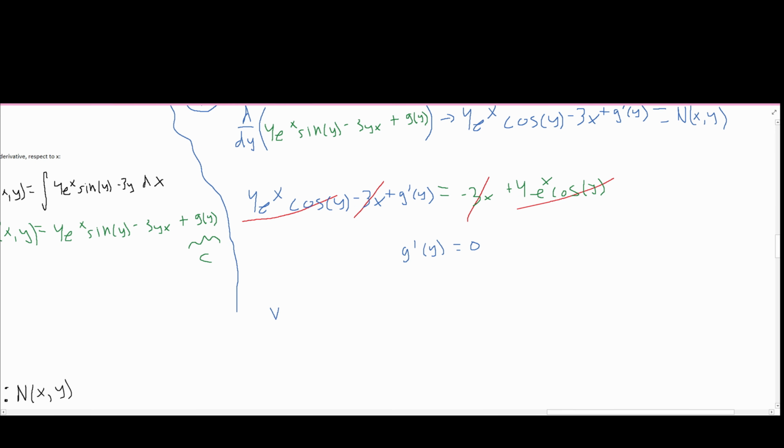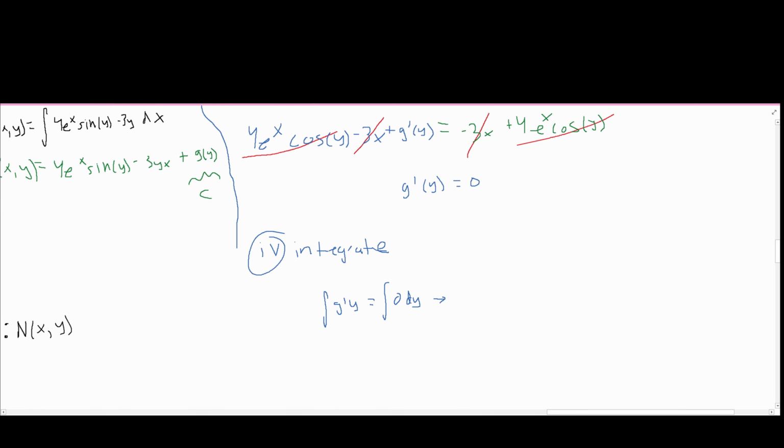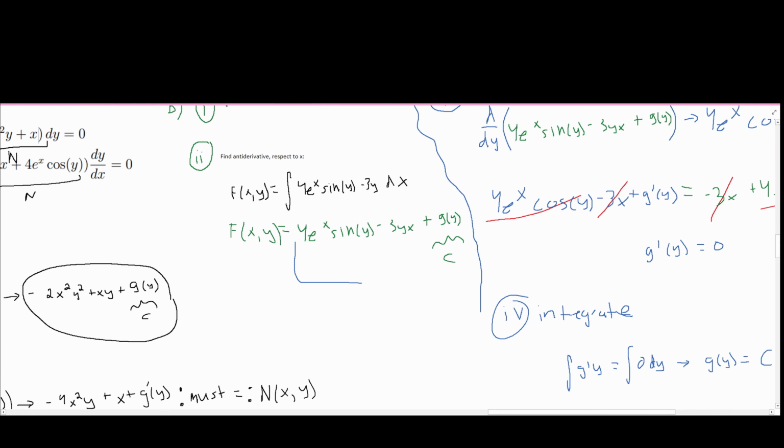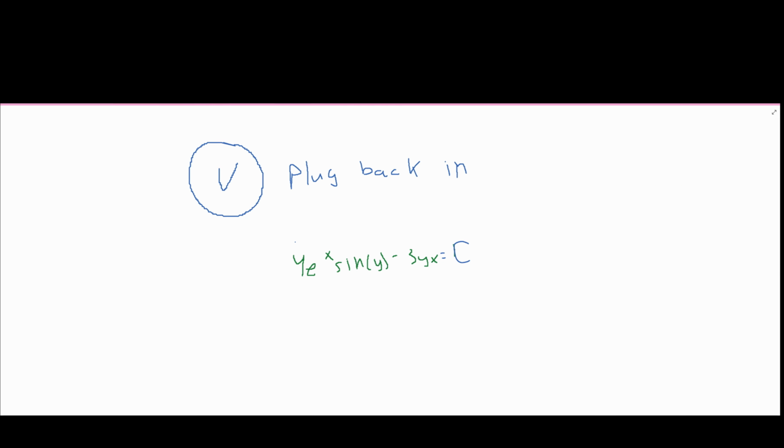Now for step 4, we need to integrate. After we integrate g prime y, we're just left with g(y), which is equal to a constant. Plugging this constant back into the part we found in step 2, which is here, we can see that our answer is going to be 4e^x sine of y minus 3yx plus c, or equal to c. So this is our answer: 4e^x sine of y minus 3yx is equal to c.